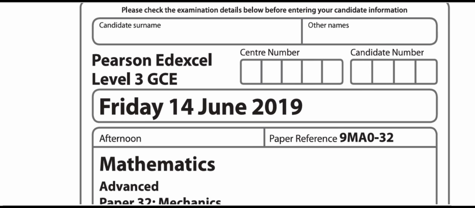Hi everyone, welcome to this walkthrough of Edexcel A-Level Mathematics Mechanics paper, that is paper 32 of June 2019. This paper contains 5 questions and is set for a total of 50 marks.